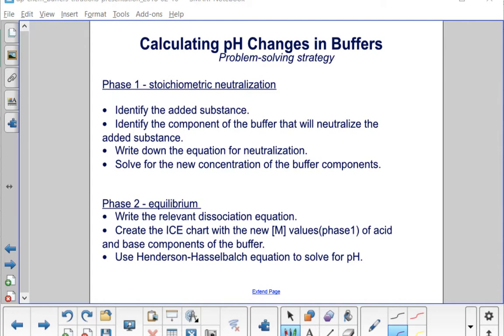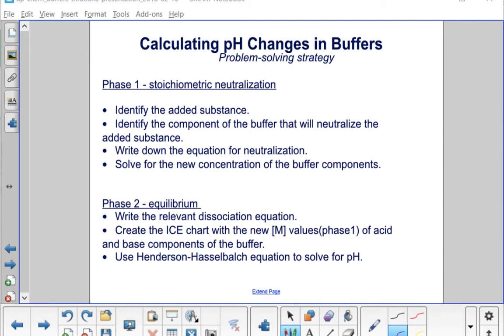The first phase is the neutralization part, where we use our stoichiometric calculations. So we identify the added substance, identify the component of the buffer that will neutralize that added substance. Then write down the equation for the neutralization and solve for the new concentration of the buffer components.